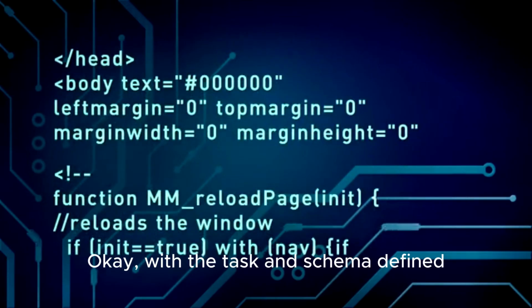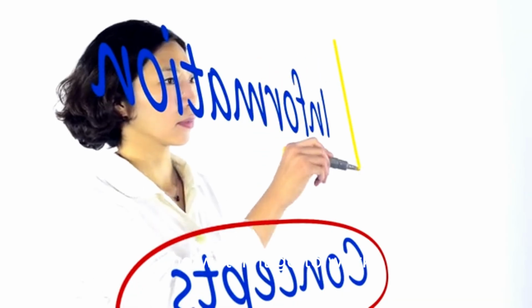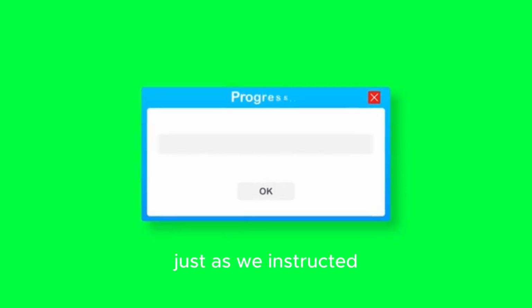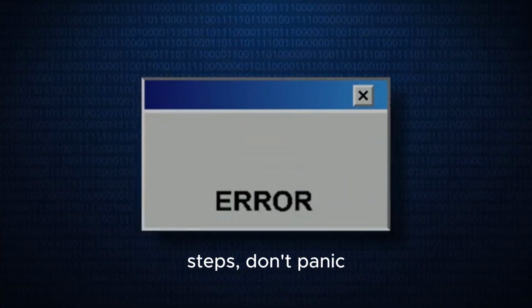Okay, with the task and schema defined, let's run it from the terminal. You simply point Minimax to your task file and watch it go to work. It will read your document, execute the summarization step, and then use that summary to create the slides, just as we instructed. Now, if you run into errors about missing tools or steps, don't panic.